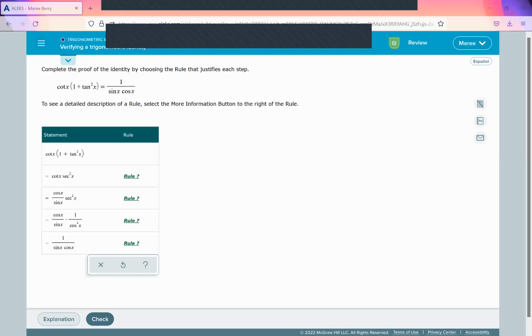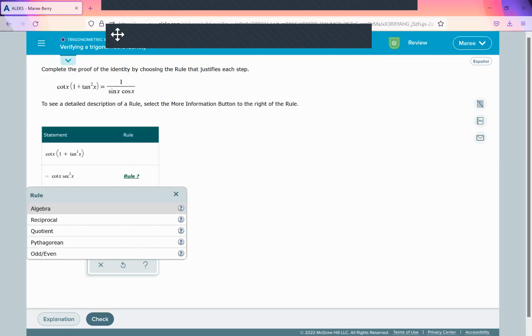This lesson is called Verifying a Trigonometric Identity. And I wanted to let you know that I would recommend that you write these rules down in your notebook. So this is what I did. I just clicked on the question mark.